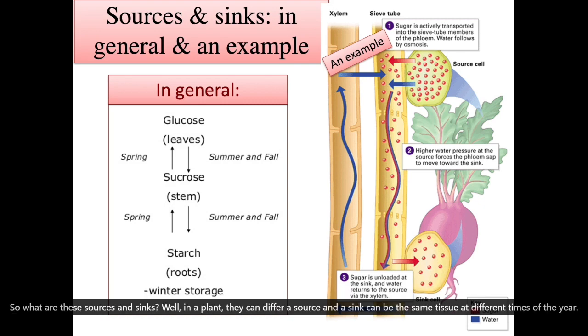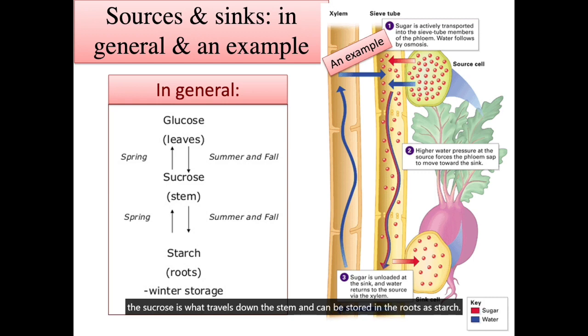So what are these sources and sinks? Well, in a plant, they can differ. A source and a sink can be the same tissue at different times of the year. So what's a source and what's a sink just depends on how the plant has set this up. So for example, in the summer and in the fall, the leaves are making glucose by photosynthesis. They turn this into sucrose, and the sucrose is what travels down the stem and can be stored in the roots as starch.